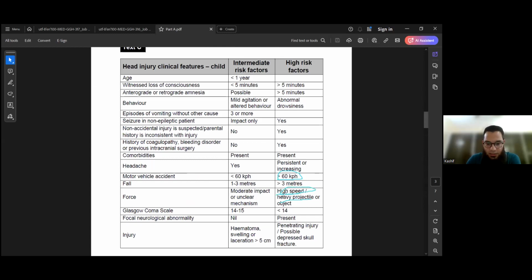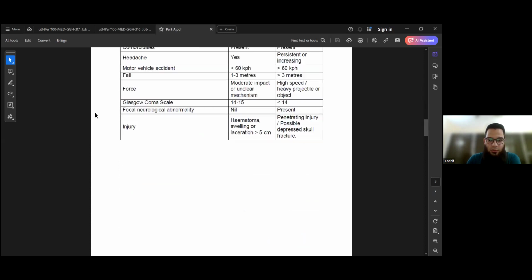The correct answer is high speed, because they are not asking about motor vehicles. They are asking about being hit by a heavy object, or one moving at high speed. This is the right answer. Force is very clear: being hit by a heavy object or one moving at high speed. So if anybody wrote 60 kph, you have got it wrong, because it was one of the confusing questions.